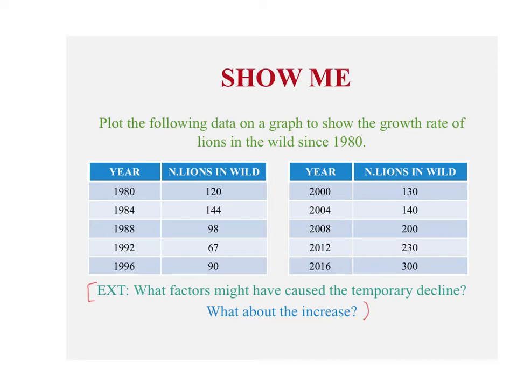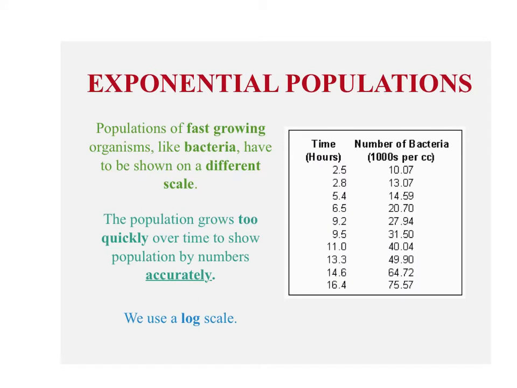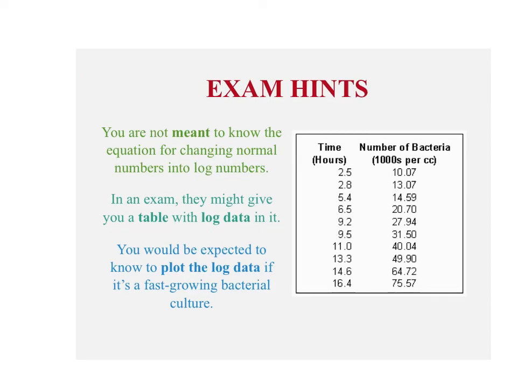Some organisms, on the other hand, don't grow slowly. Some grow really, really, really quickly. Things like bacteria, and instead of using a numerical scale such as like 5, 10, 15, 20, 25,000 bacteria, we've got to use a different scale. Those going up in standard increments is not going to be accurate enough to relay the population size at that time. So instead we have to use something called the log scale, and we're going to look quickly at what that means. So the log scale is a way of showing exponential data.